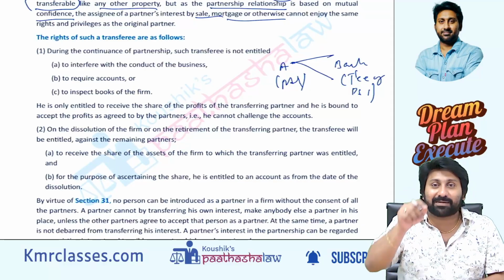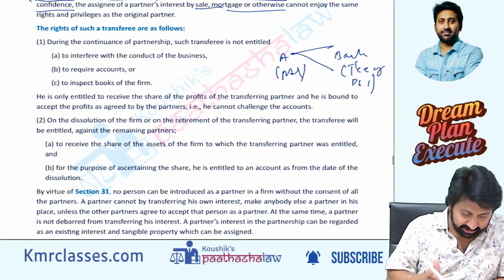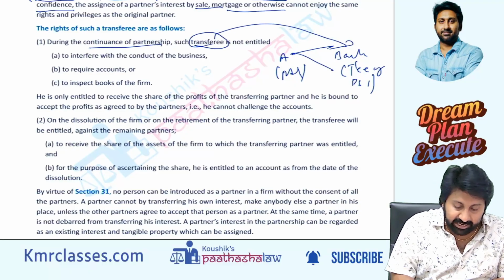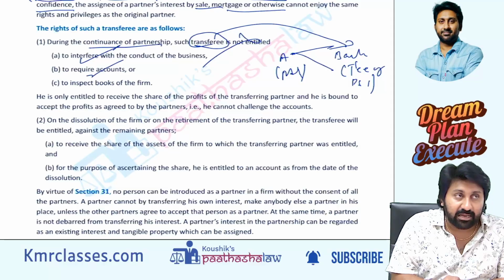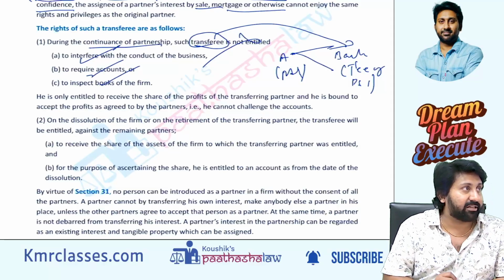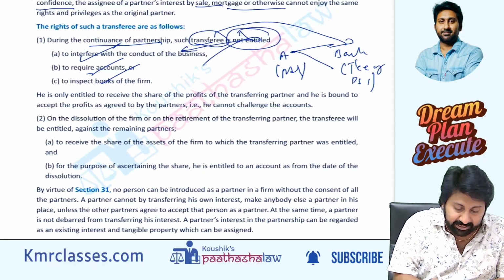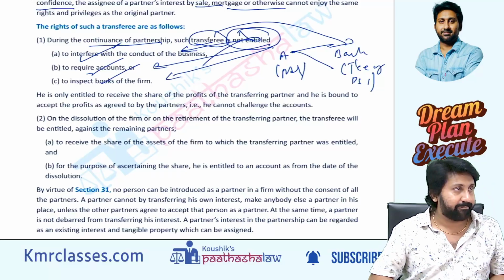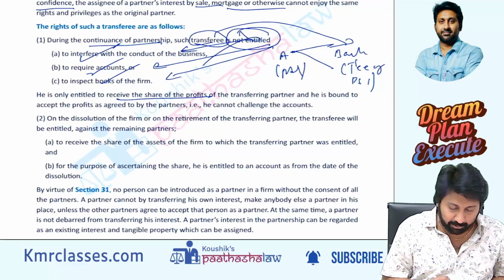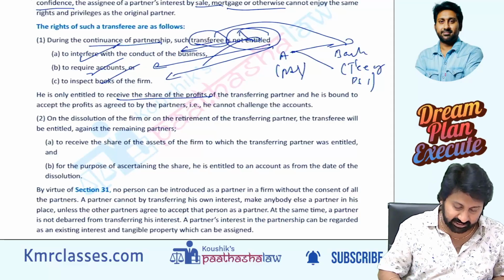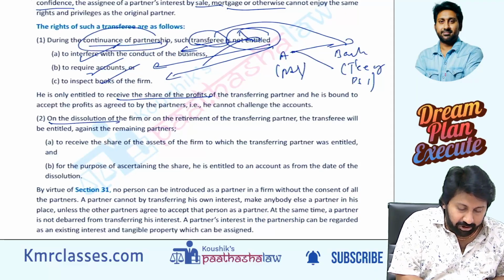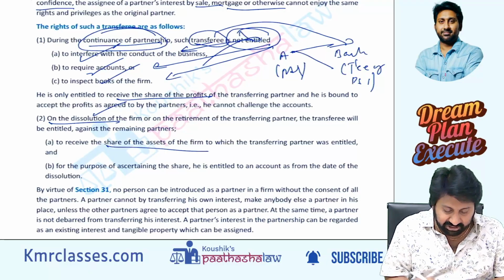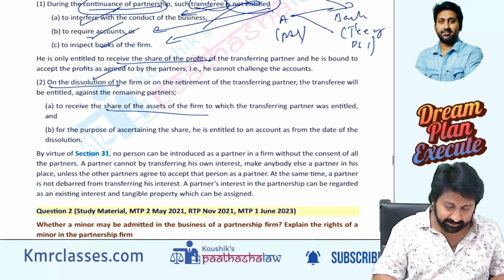Interest means concern, not interested person. Next. So during the continuance of partnership, the transferee, a bank, is not entitled to interfere in business, cannot ask for accounts, and cannot inspect the books. Not entitled to interfere, not entitled to require accounts, not entitled to inspect the books. He will only be entitled to receive the share in profits. Share in profits. That's all. On dissolution, during continuance he will get the share in profits. On dissolution he will receive the share in the assets. Understood?